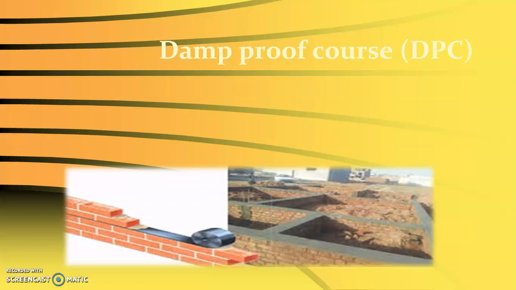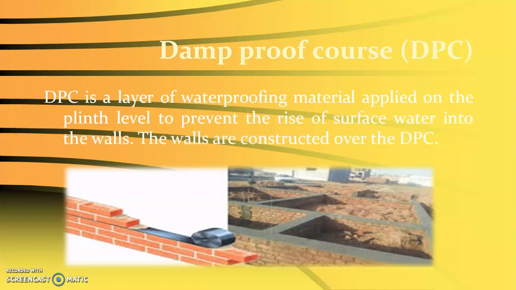Next is damp proof course or DPC. It is a layer of waterproofing material applied at the plinth level. The major function of it is to prevent the rise of surface water into the walls. The walls are generally constructed over the DPC. The following figures explain the concept of DPC in brief.